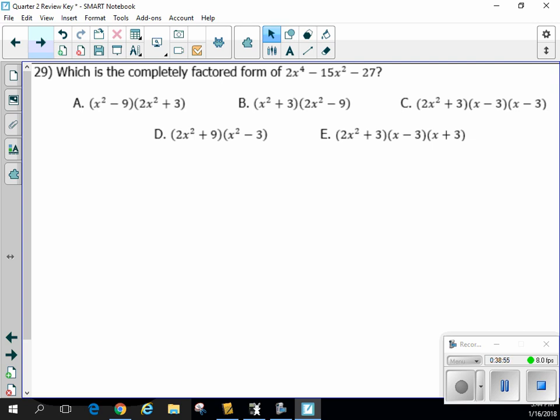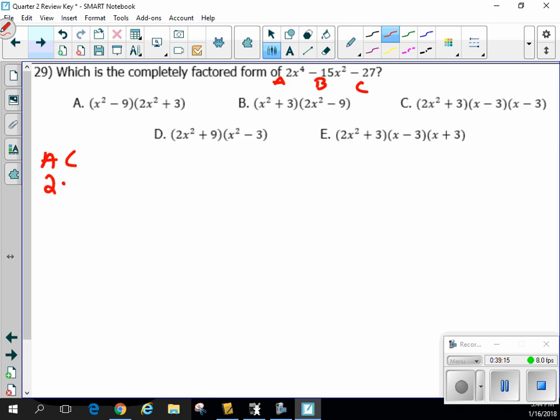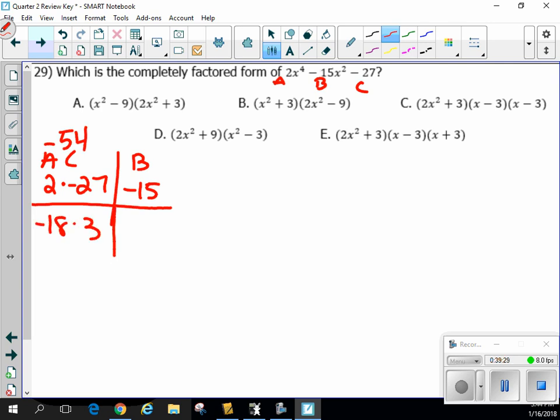Number 29, you need to factor this one. This is a perfect square trinomial. So first things first, you want to look for a GCF. We do not have a GCF, so we are going straight into our ACB table. Remember, this is A, B, C. So you have the factors of 2 times -27 is -54. So you're finding the factors of -54 here. Those two numbers are going to be -18 times 3. -18 times 3 gives you -54, but if you add it, it gives you -15.